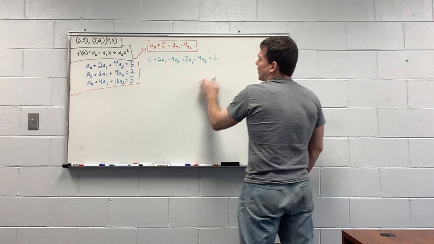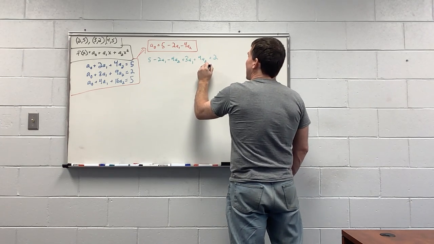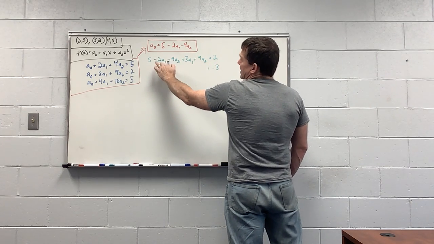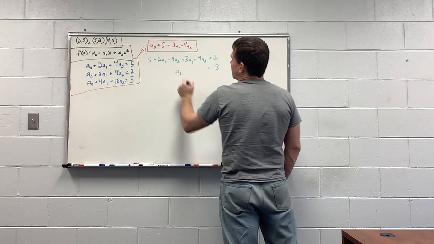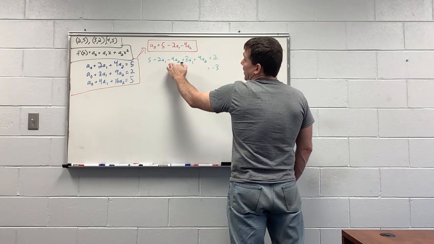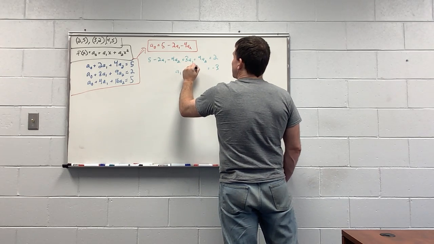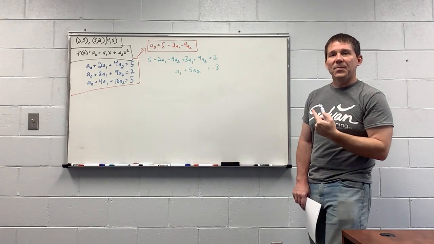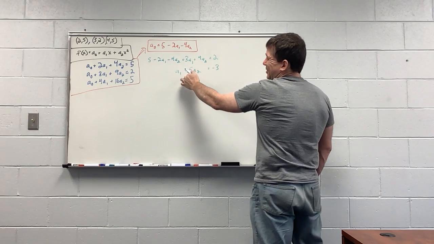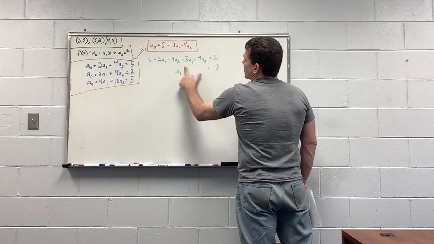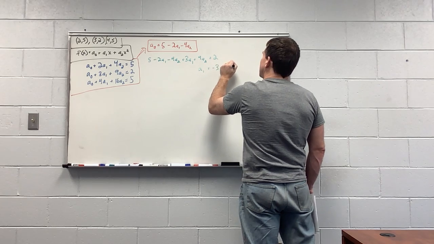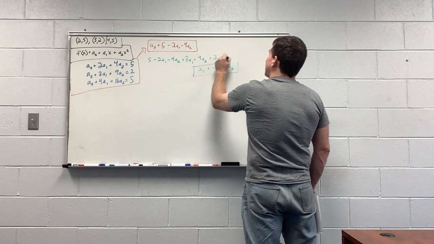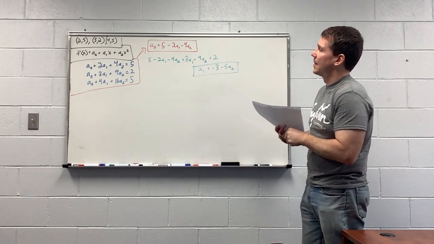Combine everything. Subtract the 5 over. 2 minus 5 is negative 3. Negative 2a sub 1 plus 3a sub 1, 3 minus 2 is just a sub 1. 9a sub 2 minus 4a sub 2 is 5a sub 2. And now clearly I can just solve this for a sub 1. So subtract the 5a sub 2. And now I have an equation for a sub 1.